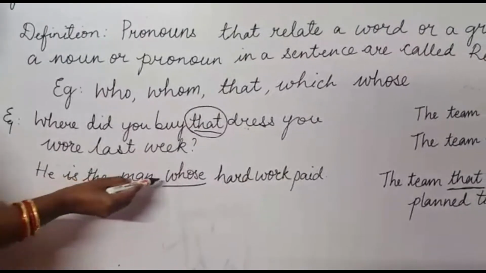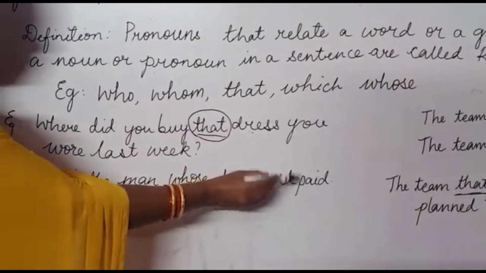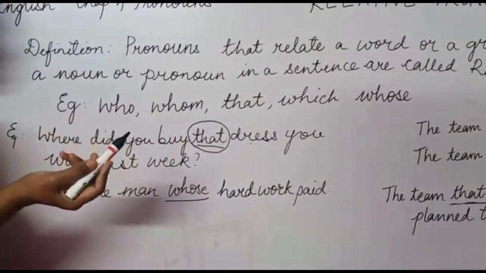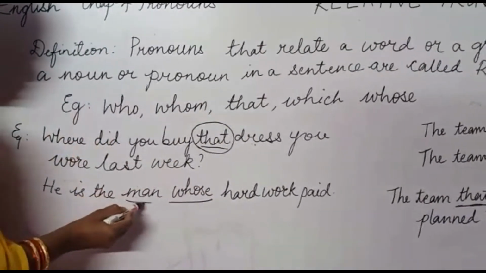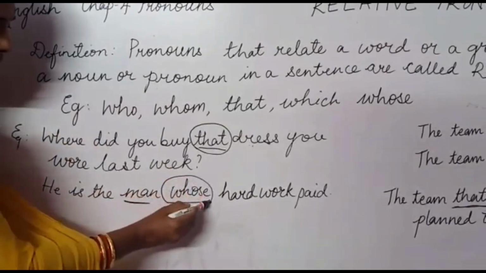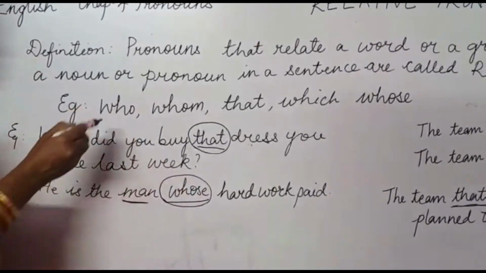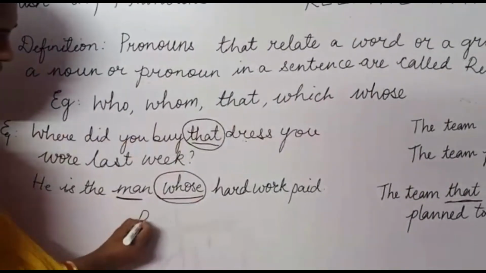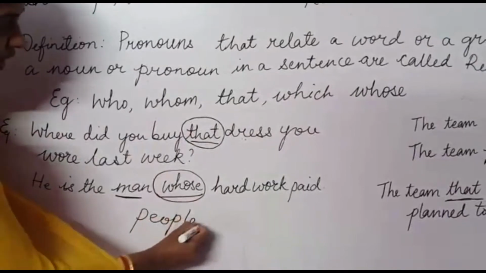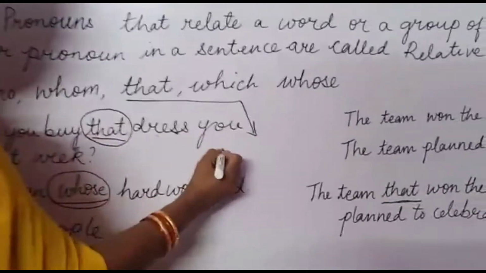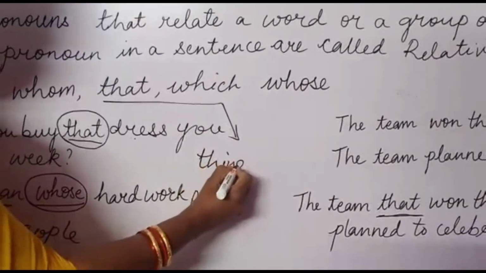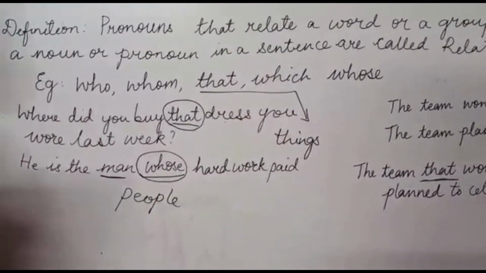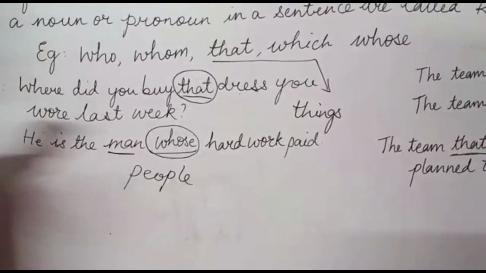He is the man whose hard work paid off. Now here there was one man who had worked very hard and he got a good result. So we are talking about a man. And what kind of relative pronoun do we use? Whose. Who, whom and whose are used to relate to people, and that and which are used for things or objects. Yes? I hope you understood the relative pronoun examples.